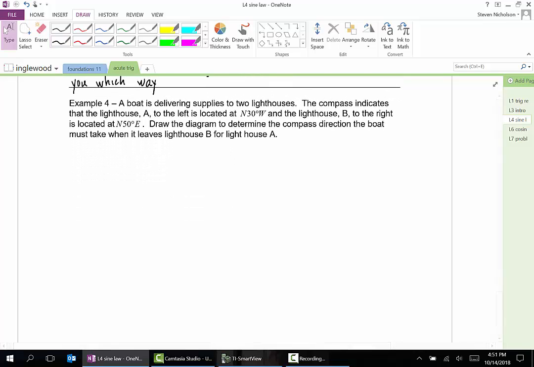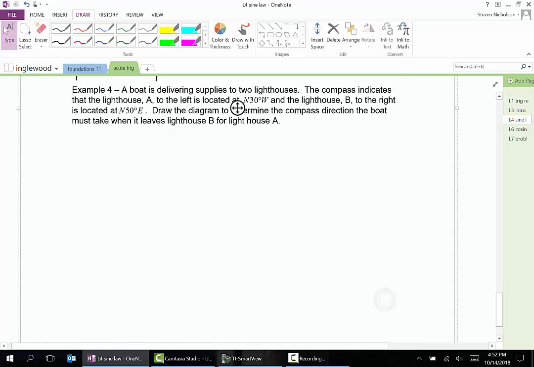So in this last example, I just wanted you to draw the diagram. I don't want you to do anything else. But again, it's really important that you can draw diagrams. Pictures are super helpful. So here's what this question is saying. You have a boat, and I'm just going to label it. I'll put my boat right there. So here's the boat. And again, what it says is the compass indicates that there's a lighthouse to the left and a lighthouse to the right.